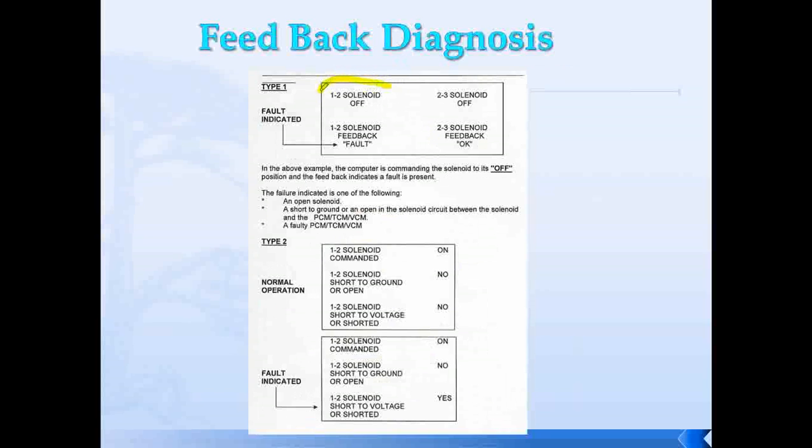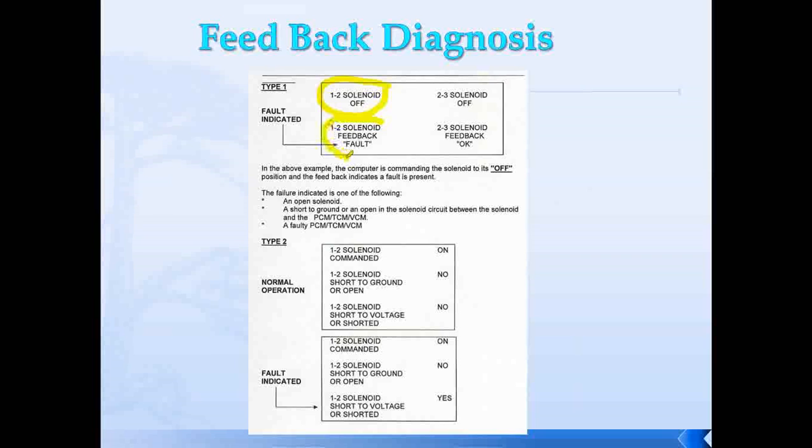When you look at your scan tool and we've got the 1-2 solenoid turned off in this instance, if it says fault then that means we've got a low voltage failure. That means, again, we're going to have either an open solenoid or a short to ground in the solenoid circuit itself between the solenoid and the PCM.